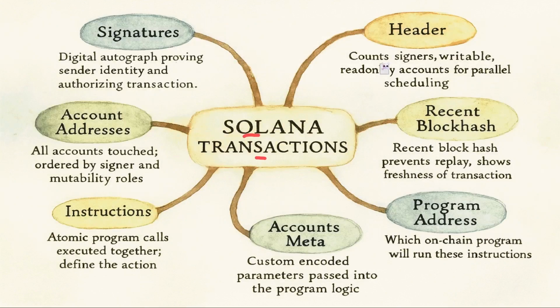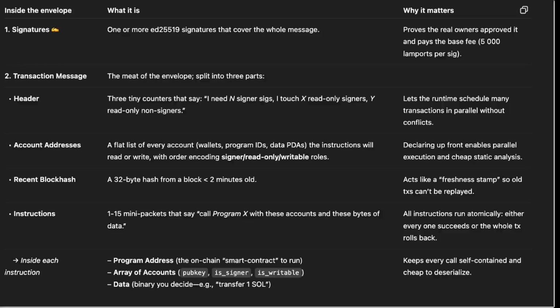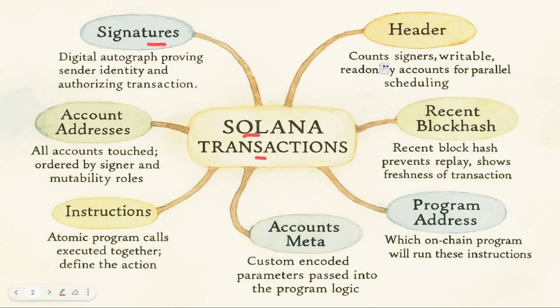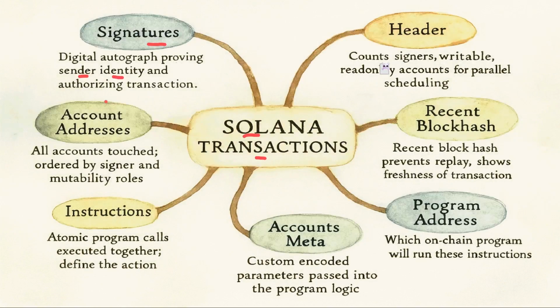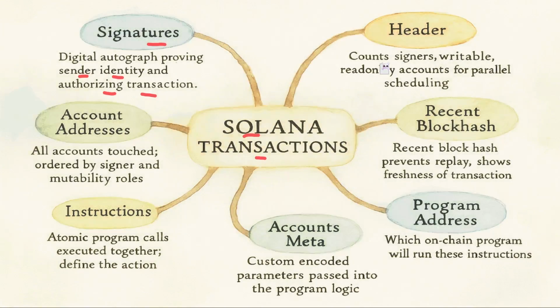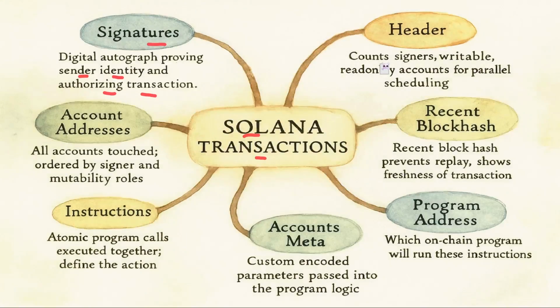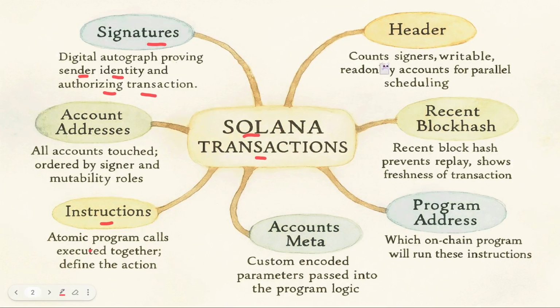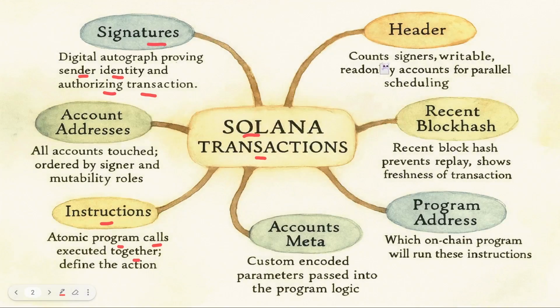Solana Transactions are composed of signatures and a message. The message is composed of a header, account addresses, recent block hash, and instructions. The signature is the sender identity authorizing the transaction. Then the message is composed of instructions that are atomic programs executed in order. If one instruction fails, the whole transaction fails.